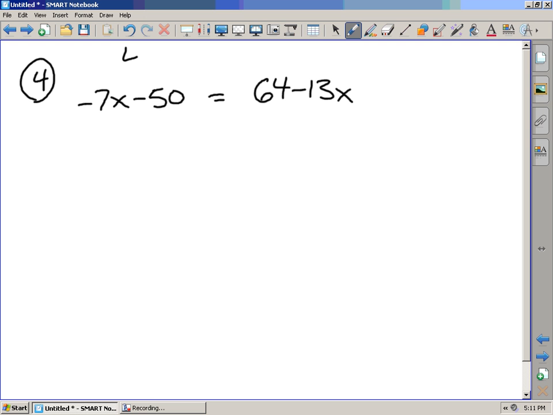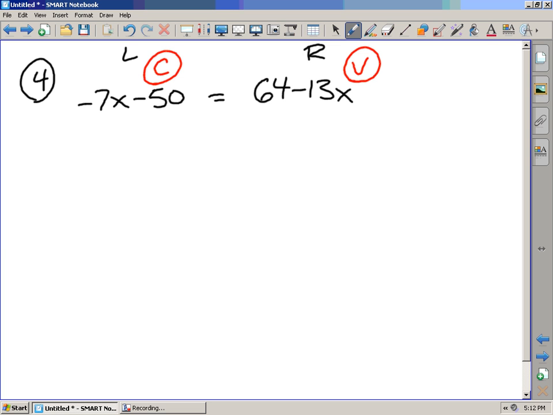We can't combine like terms on the right side. So what we're going to do is label each side. I'm going to label the right side with the variables and the left side with the constants this time, just to mix it up. It doesn't matter which side the constants are on or which side the variables are on.